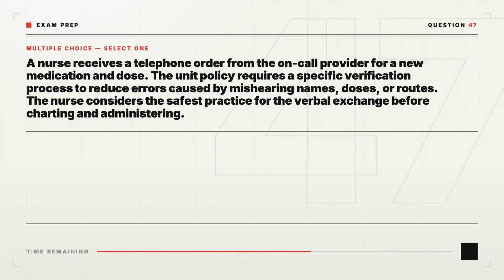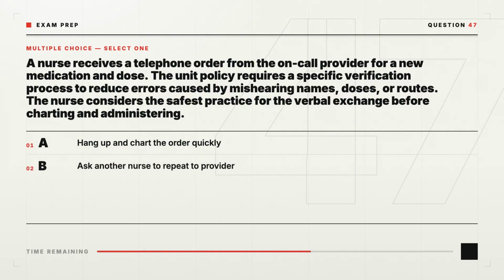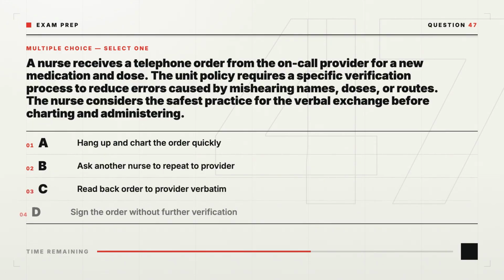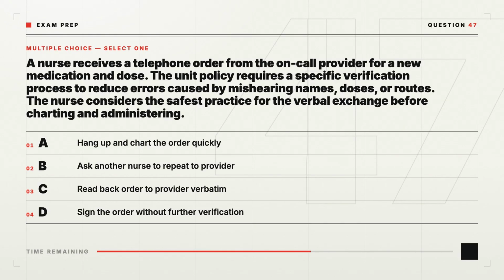Your options are A. Hang up and chart the order quickly. B. Ask another nurse to repeat to provider. C. Read back order to provider verbatim. D. Sign the order without further verification. Don't overthink it. Which one feels right?